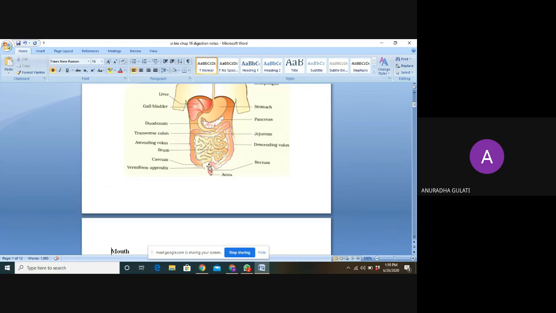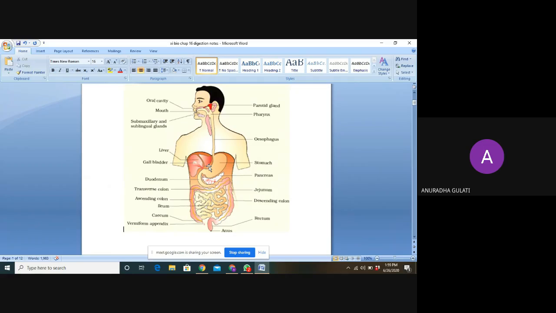The diagram of the human digestive system is seen on the board, and you can see that the mouth opens into a cavity, the oral cavity, where we have the parotid, submaxillary and sublingual glands, which are salivary glands. They open in the pharynx, which opens in the esophagus, which opens in the stomach, which continues to form the duodenum. Duodenum receives secretions from both the liver and pancreas, and the food is digested further.